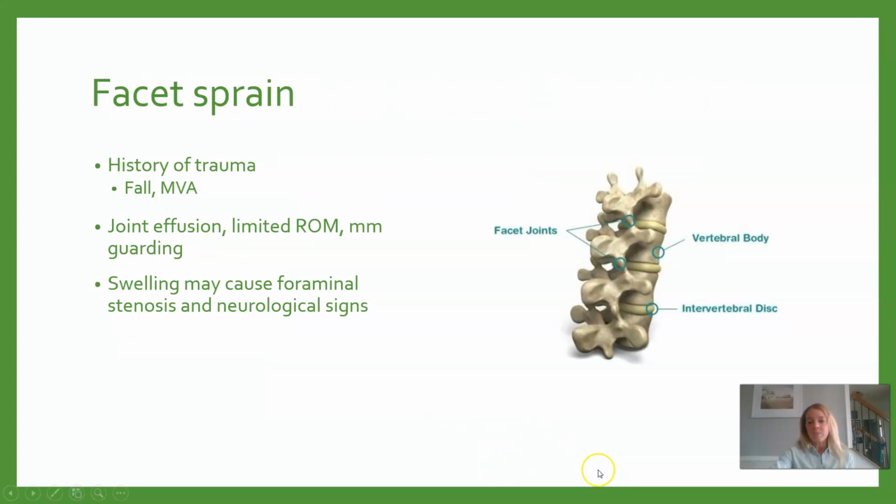A facet sprain is usually precipitated by some sort of trauma, a fall, a car accident, something that happens to actually put a sprain on the facet joints and the ligaments that support them. There'll be local joint effusion, limited range of motion, local muscle guarding in the area, and there may actually be some slight swelling, which can cause foraminal stenosis and neurologic signs. So because of the swelling in this area and the close proximity to where those spinal nerves are exiting, that can put some pressure on the nerves, and there may be some neurologic signs with these as well. Typically with facet sprains, we don't expect to see neurologic symptoms.